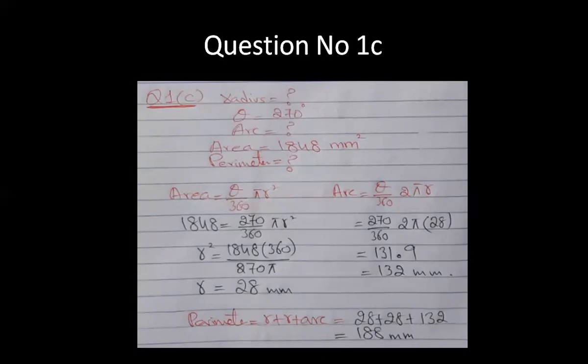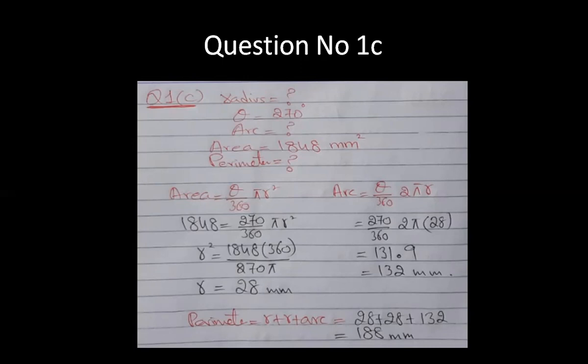So in your calculator, listen carefully to what I say, enter that in your calculator. You will write 1848 multiply 360 divided 270 divided pi equals. Then, don't delete anything, square root, answer, equal. So you will get 28 millimeters. So the radius is 28 millimeters.